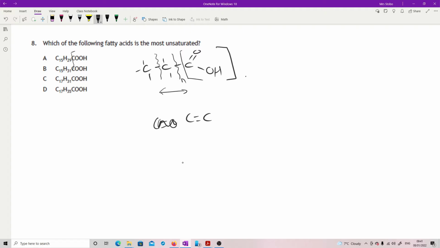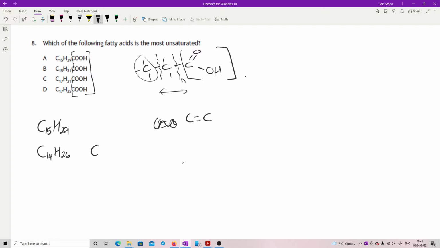So I'm going to totally just ignore all of this C double bond O bond OH, because that's at the end of all of them. Okay, and then to make my life easier, I'm going to take off the CH3, and then I'm just going to look at what I've got left. So if I've got C15H29, let's just take off the CH3 at the end. That would actually give me C14H26. Okay, so given that, I must have one double bond.